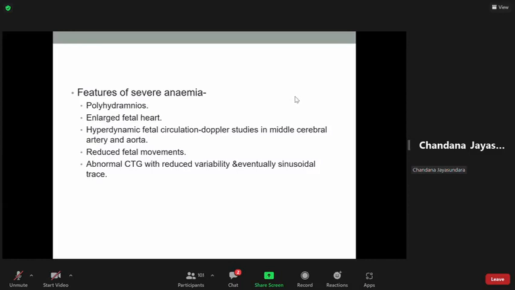So the features of anemia are polyhydramnios, that is increased amount of liquor volume around the baby. Then an enlarged fetal heart, that is heart failure. There will be hyperdynamic fetal circulation, and the middle cerebral artery Doppler will show increased flow. With that, the baby will be hypoxic and lethargic because of the anemia, and there will be reduced fetal movements. And when you do a CTG, it might show severe anemic signs like a sinusoidal pattern and reduced variability. So these are the indicators that the baby is suffering from fetal anemia, right?